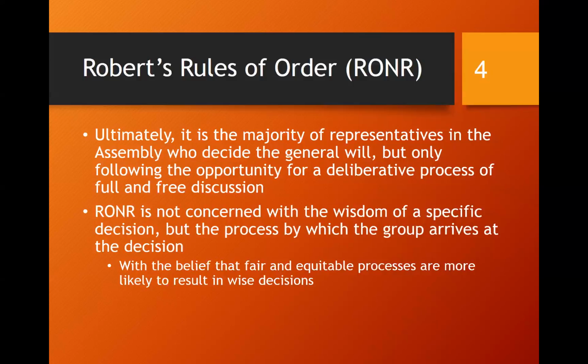So Robert's Rules of Order is actually not concerned with the wisdom of a specific decision, again, whether the Assembly is making the right choice to go for a motion or to go against a motion. But Robert's Rules of Order is actually about the process by which the group arrives at the decision. And again, the process is with the belief that fair and equitable debate and processes are more likely to result in wise decisions. So, representatives get to hear both why a motion may be good for the association or not good for the association before they actually get the opportunity to vote.